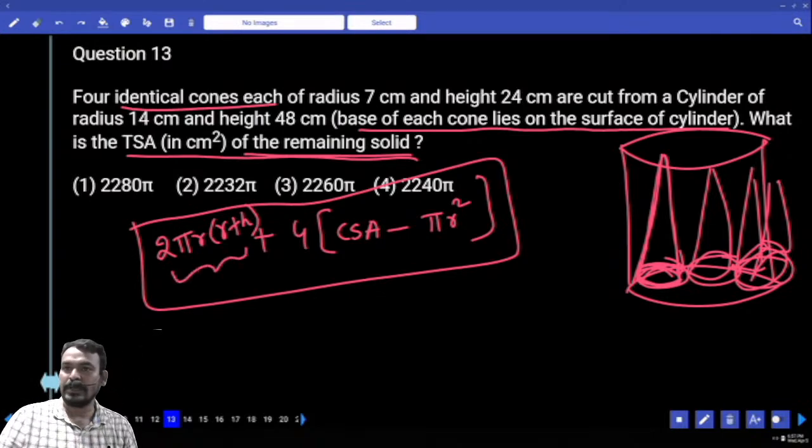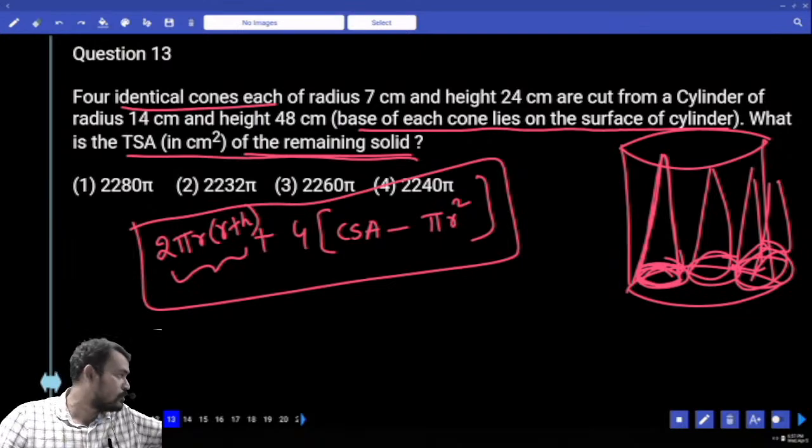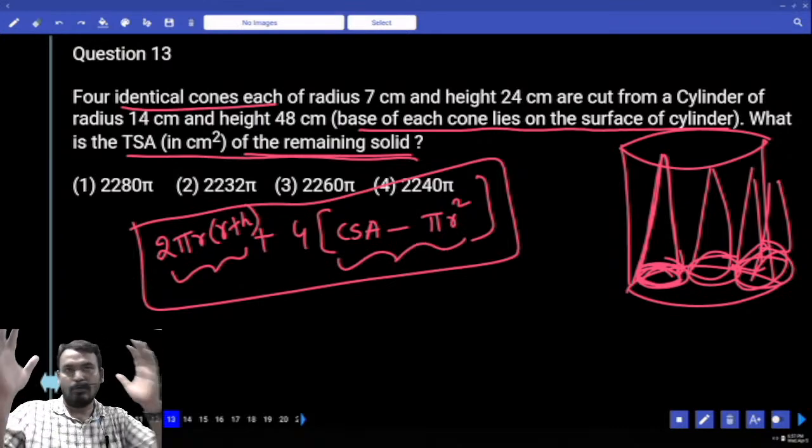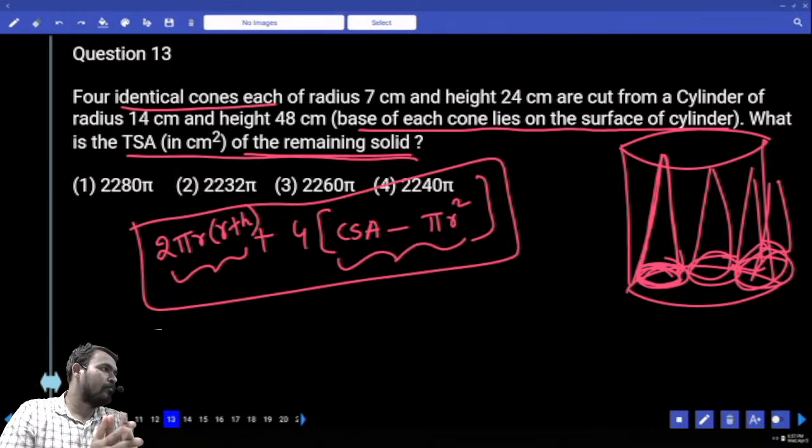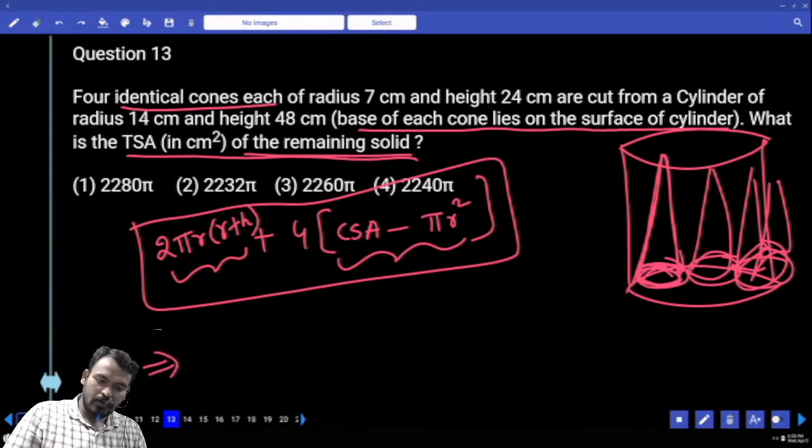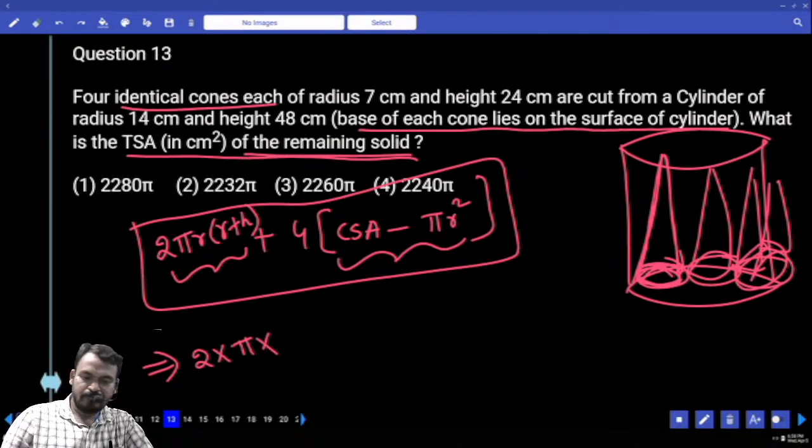This one is the remaining portion actually. Other than the cones, what is the remaining portion? 2 pi r into r plus h. And it is only the cones' area. These two are added, we get the remaining solid's total surface area. 2 pi r into r plus h. 2 into pi will be common. 2 pi into what is the r value? It is 2 pi r into r plus h for the cylinder. What is the 14 r plus h?